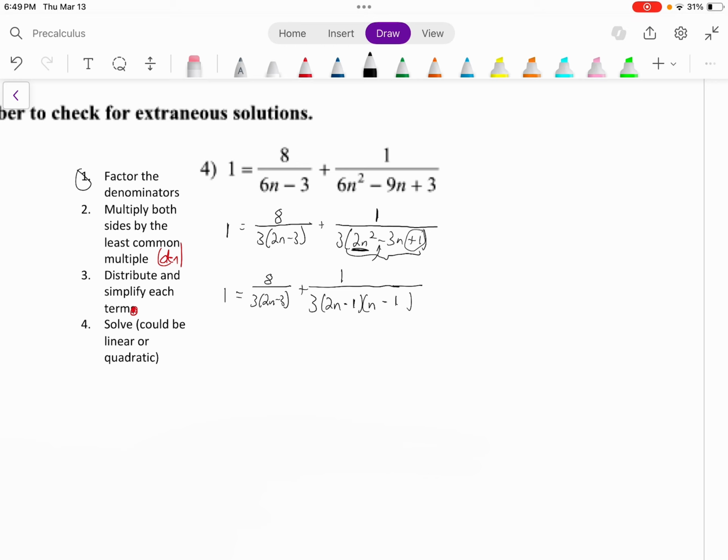Now we're going to multiply both sides by the least common denominator, which we have a 3, a 2n minus 3. This has a 3, sorry, 2n minus 1. I apologize. Another 2n minus 1 and n minus 1. So this part I'm circling here is actually the least common denominator in this case. So we will multiply both sides by 3 times 2n minus 1 times n minus 1.